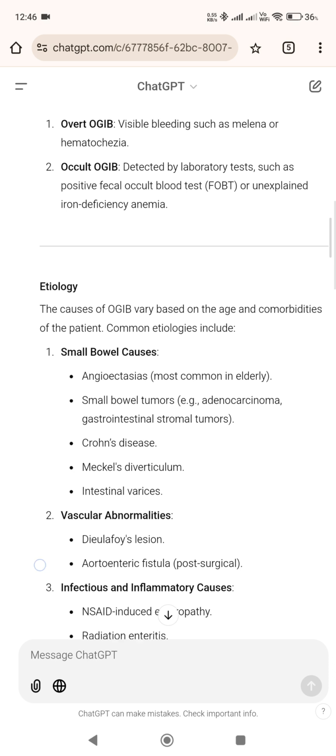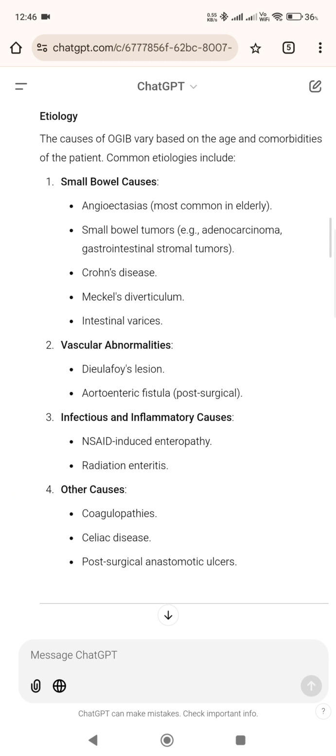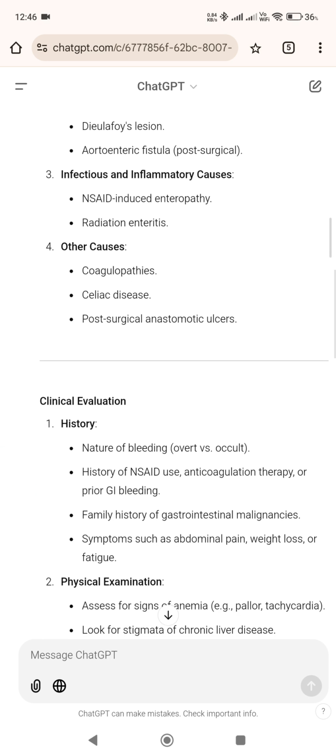Common etiologies include 1. Small bowel causes, angioectasias, most common in elderly, small bowel tumors, e.g. adenocarcinoma, gastrointestinal stromal tumors, Crohn's disease, Meckel's diverticulum, intestinal varices. 2. Vascular abnormalities, Dieulafoy's lesion, aortoenteric fistula, post-surgical. 3. Infectious and inflammatory causes, NSAID-induced enteropathy, radiation enteritis. 4. Other causes, coagulopathies, celiac disease, post-surgical anastomotic ulcers.